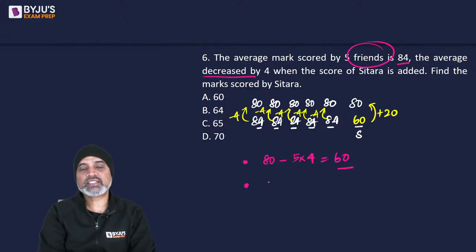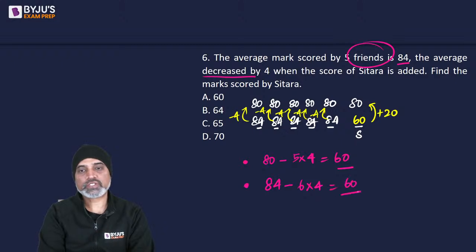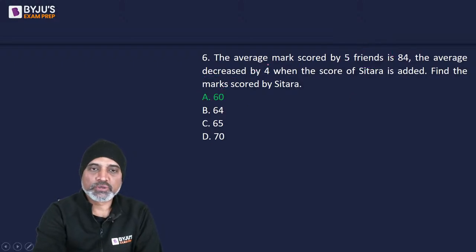Another way of looking at this is, the average used to be 84. Finally, there are 6 people and there is a reduction of 4. This will also give you the same answer, right? So if you practice enough questions like these, you will come up with much quicker answers. So the answer is going to be option A.